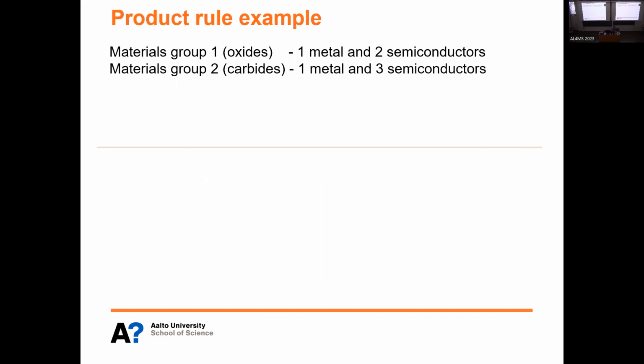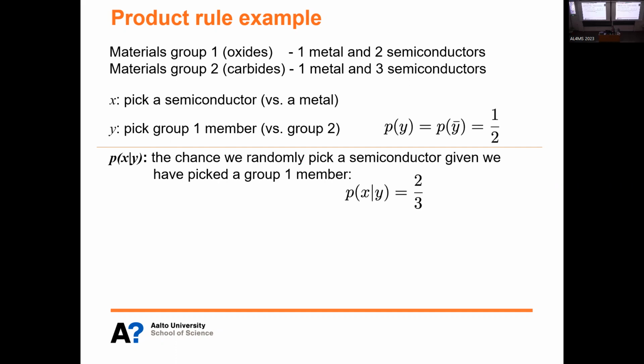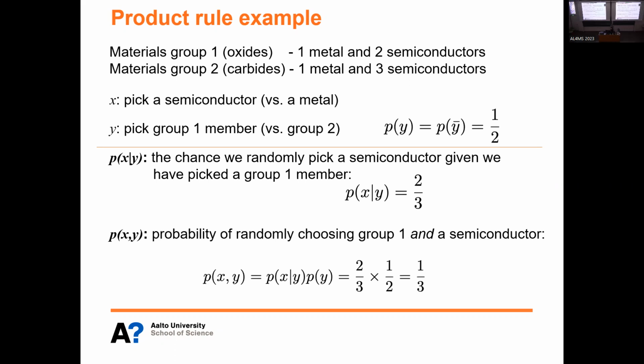And here's an example of how these probabilities work. If we have two groups of materials, in the first group, we have oxides, and it consists of one metal and two semiconductor materials. And in group 2, we have carbides. That's one metal and three semiconductors. We want to calculate the probability, or chance, of randomly picking a semiconductor, given we already know that it's a group 1 member. It's quite clear, it's 2/3. Whereas the joint probability of choosing group 1 and a semiconductor from all these materials is 1/3. So that's the difference to remember.